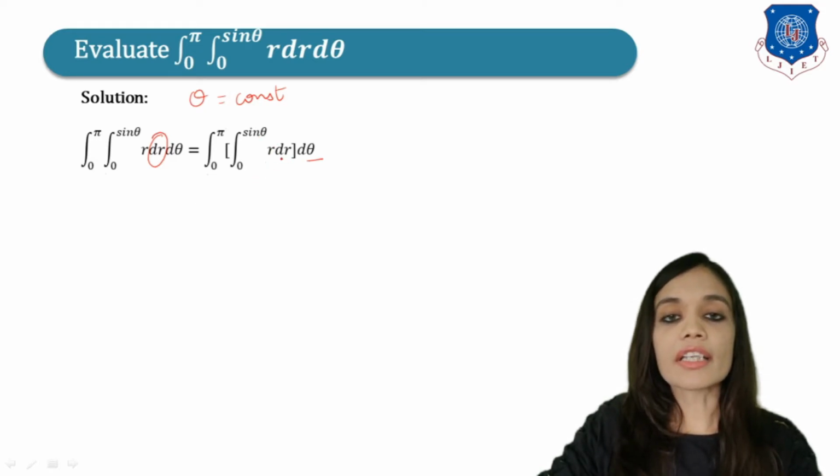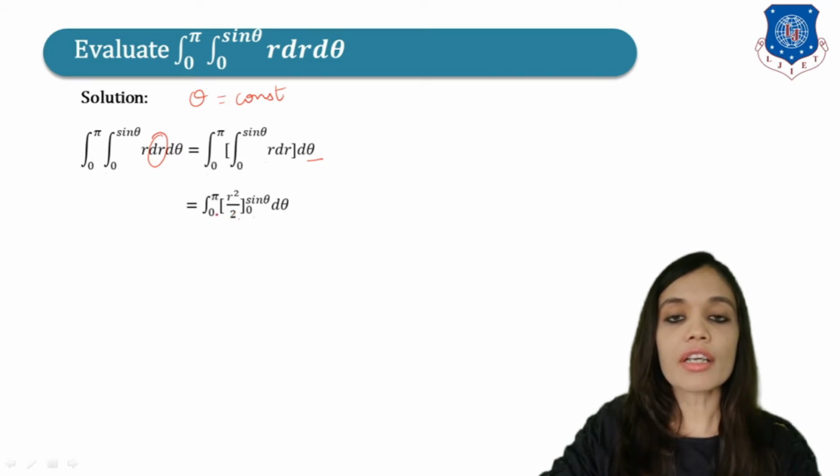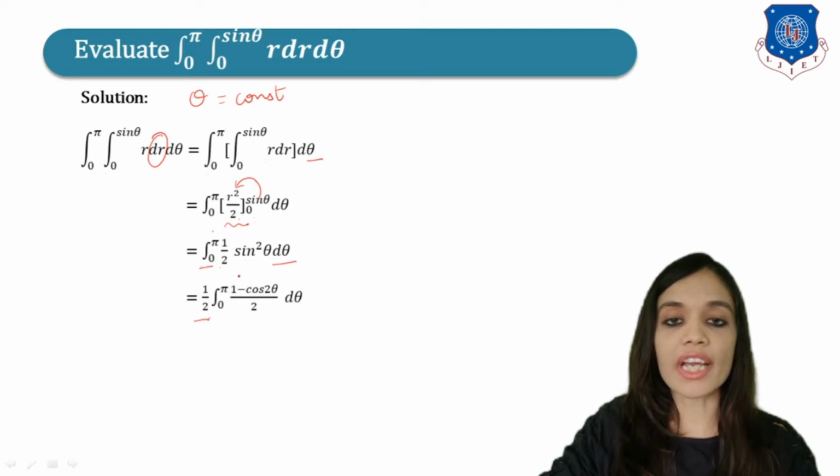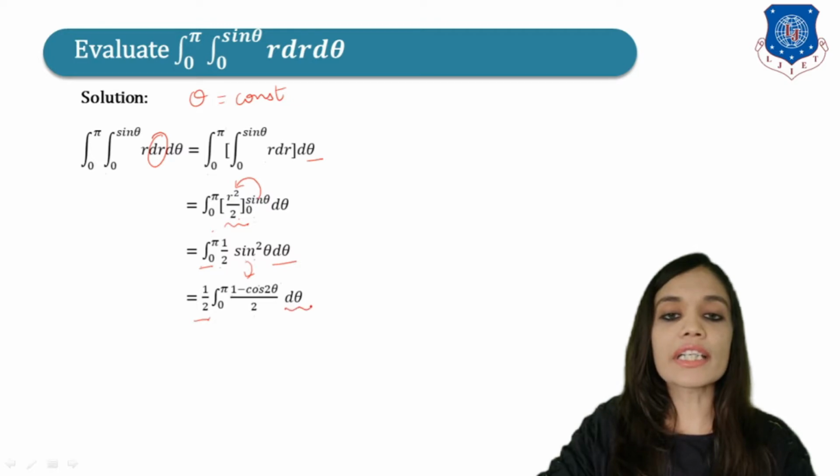Now again the integration of r will be r square by 2, and your limits are 0 to sine theta. The 0 to pi and d theta will remain as it is. Now in place of r replace sine theta, so you will get sine square theta by 2. If you put 0, the whole term will become 0. Now we will take out this 1 upon 2 outside and replace sine square theta by (1 minus cos 2 theta) upon 2, d theta.